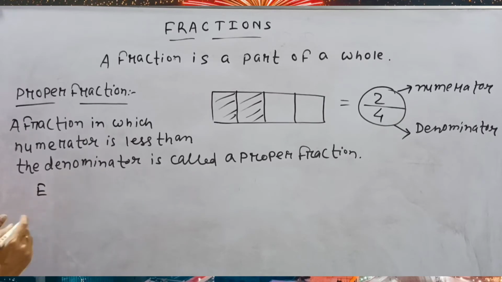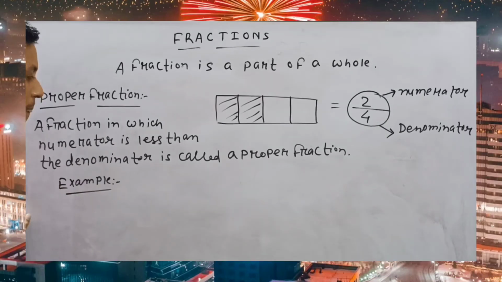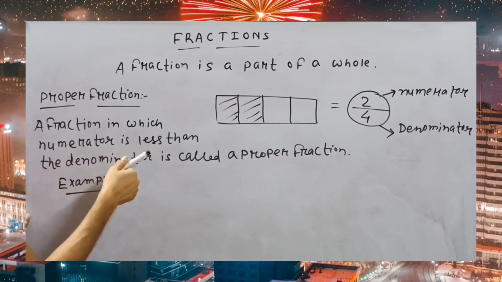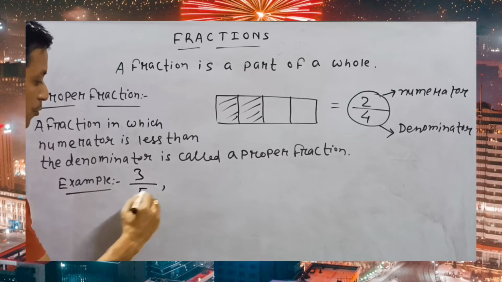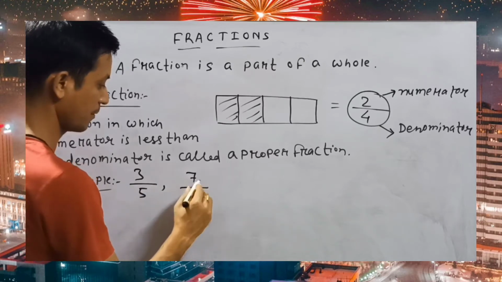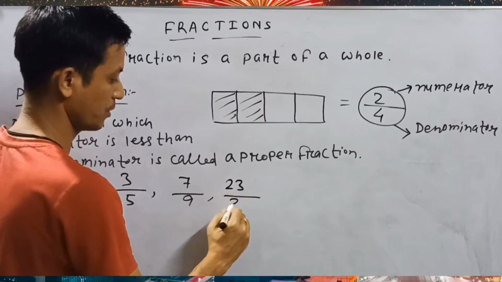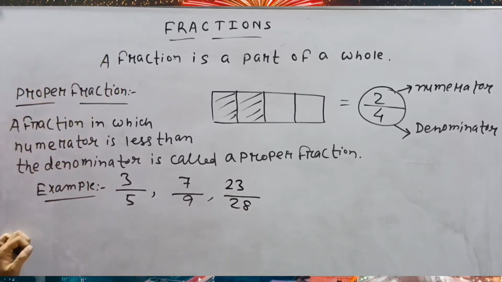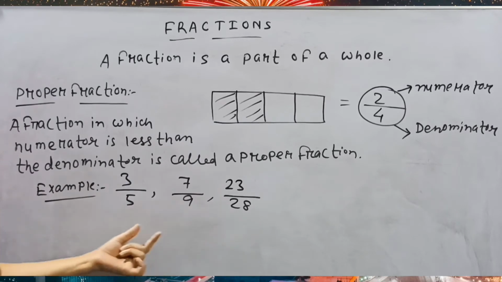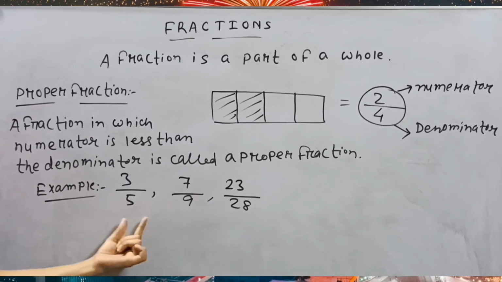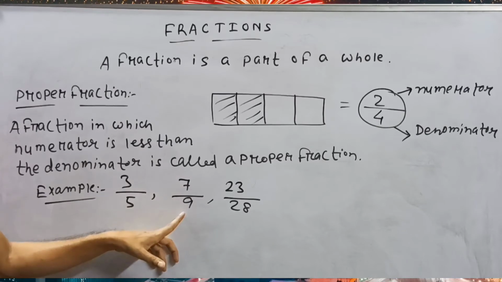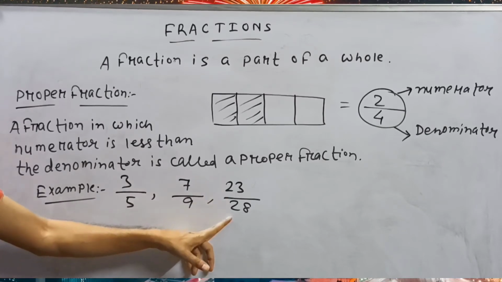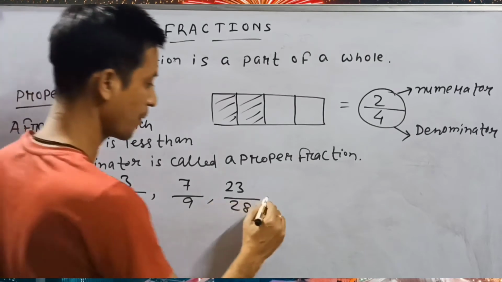Example, numerator is less than the denominator. So here we can write 3 by 5, 7 by 9, 23 by 28. So here you can see fraction. Down one denominator, up one numerator. So 3 is less than 5, that is proper fraction. 7 is less than 9, proper fraction. 23 is less than 28, so proper fraction.